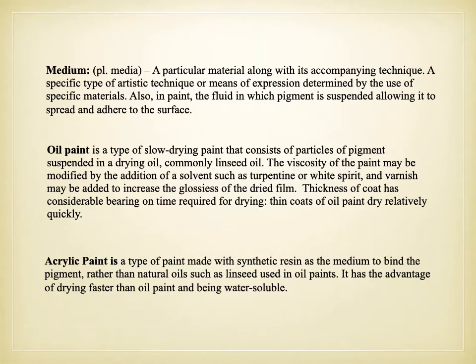The first vocabulary words I want to talk about have to do with how your paint is made. The first one is medium, a particular medium along with its accompanying technique. This refers to basically what the materials are made out of. And in this class, there are going to be two types of mediums. One is oil paint, two is acrylic paint. It also has a secondary meaning, meaning within paint, the fluid in which the pigment is suspended in, allowing it to spread and adhere to the surface.